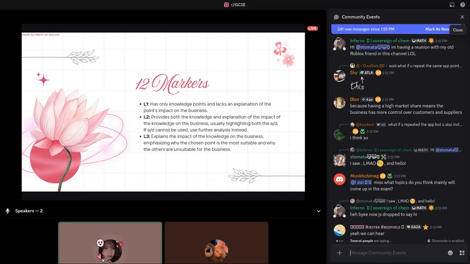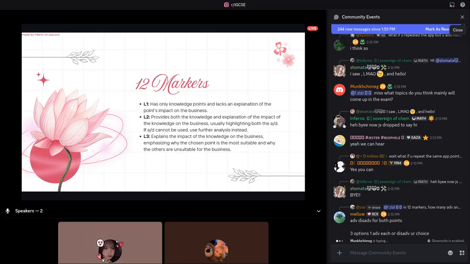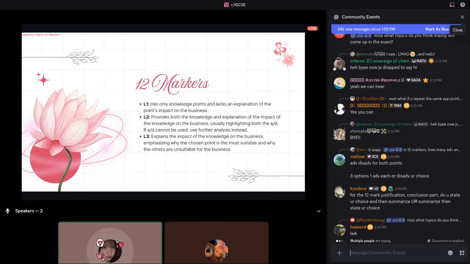Okay. So business survival is important because it affects profit and growth, as a business must stay operational to survive. For example, if you want to expand. Yes, survival is very important if you want to expand. In questions where the marks are 4-4-4, which marker are you talking about?